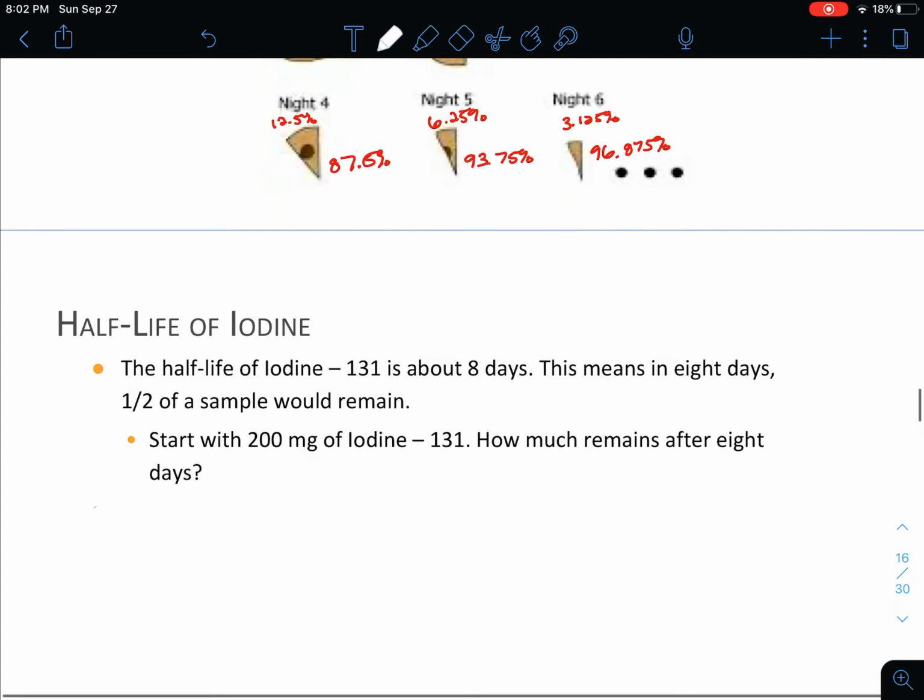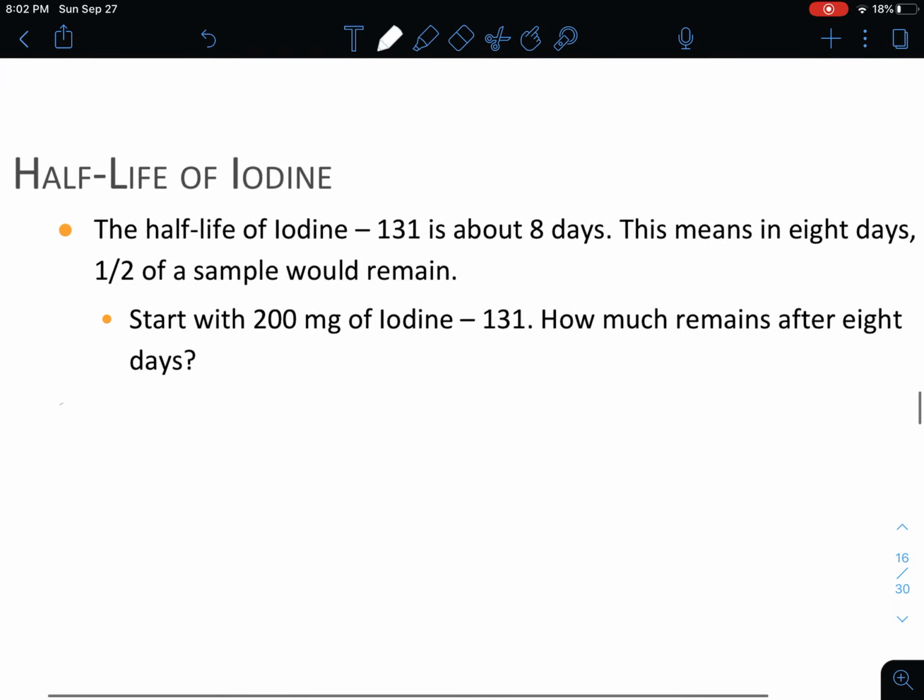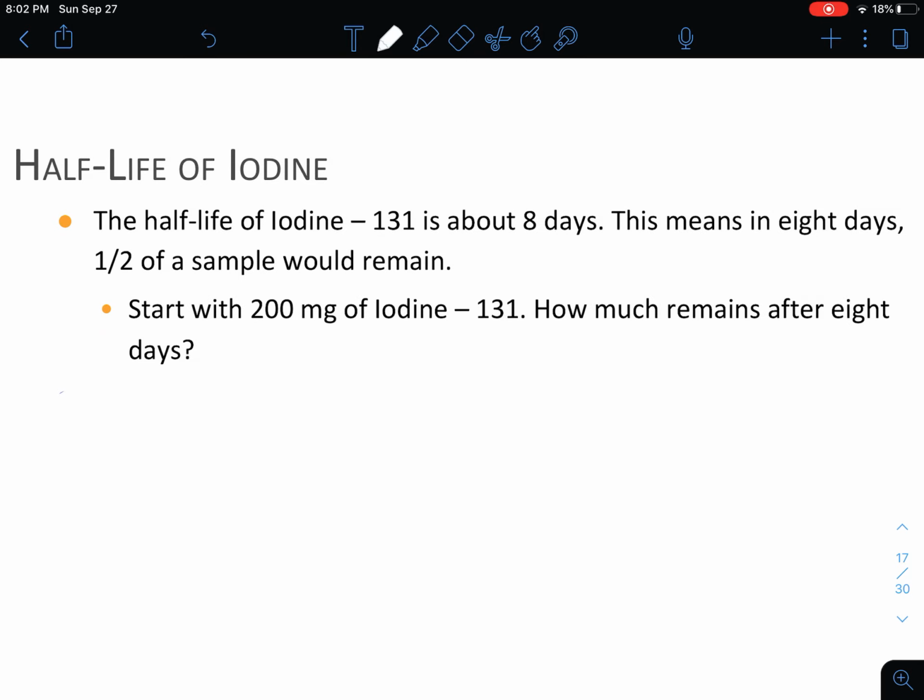If we were to apply this to more real-life situations, let's just take a look. The half-life of iodine-131 is about 8 days. This means in 8 days, half of the sample would remain. So here's a question: if you start with 200 milligrams of iodine-131, how much would remain after 8 days? We've noticed that the half-life is 8 days, so after 8 days, half of it would go away. So if you start with 200 milligrams, after one half-life, which is 8 days, I would have 100 milligrams.